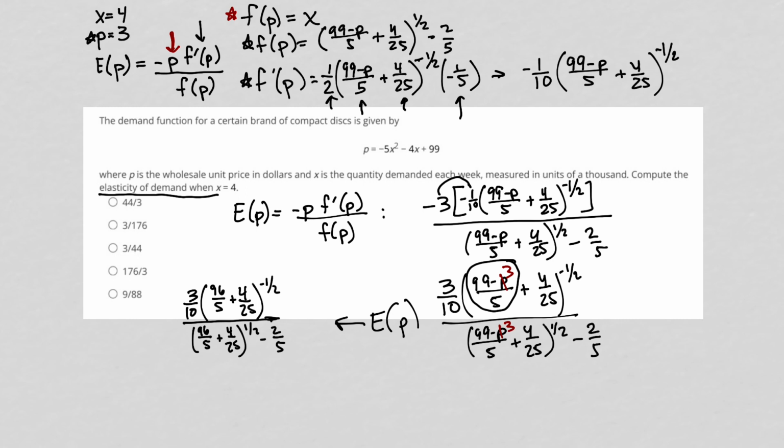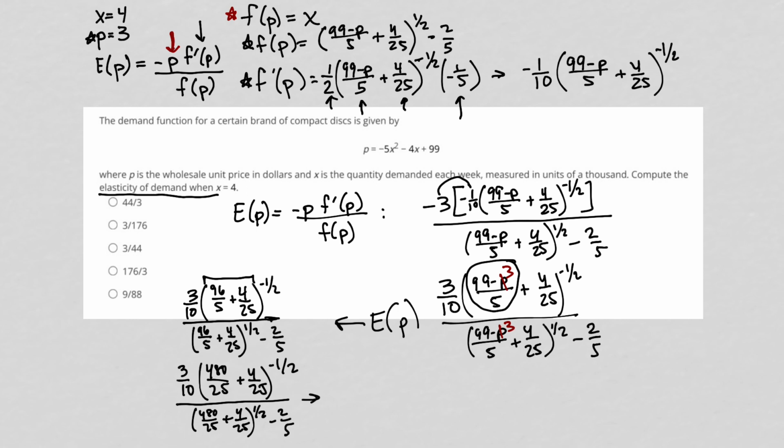So from here, in order to combine these two fractions, I have to have a common denominator. That common denominator will be 25. So I need to multiply 96 by 5, which is 480. So then I have 3/10, and then I'd have 480 over 25 plus 4 over 25 to the -1/2. And the same thing on the bottom. I'd have 480 over 25 plus 4 over 25 to the +1/2 minus 2 over 5.